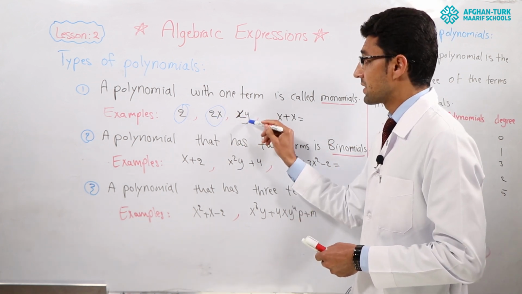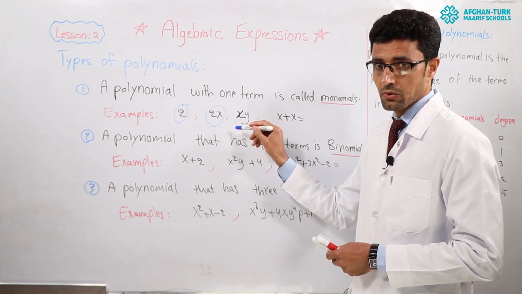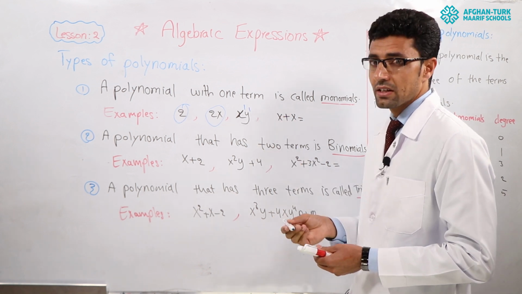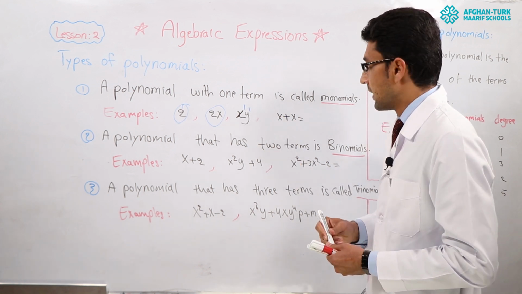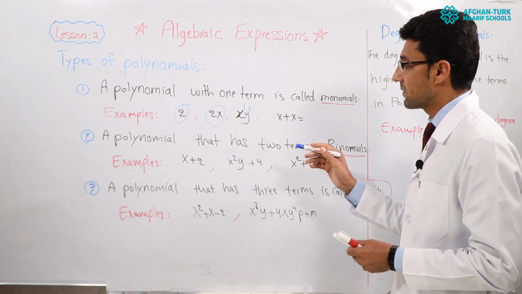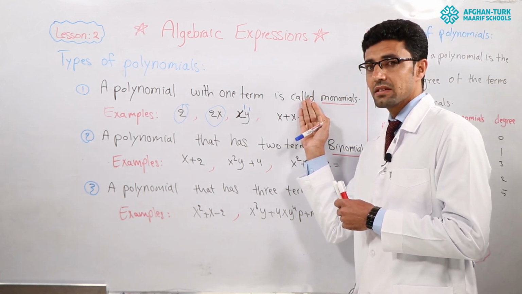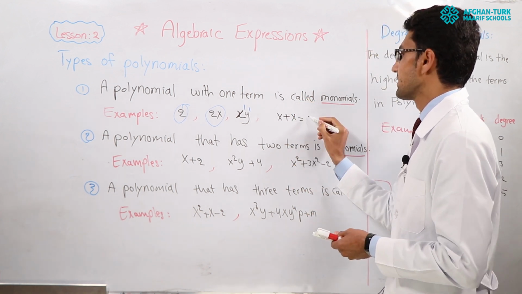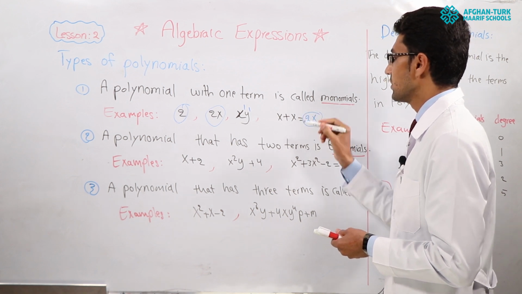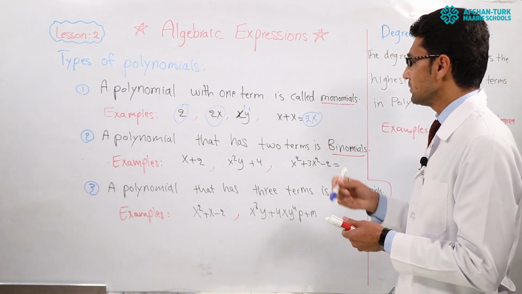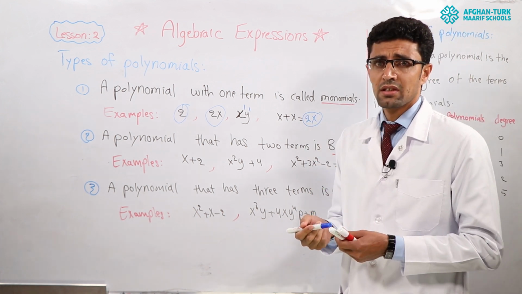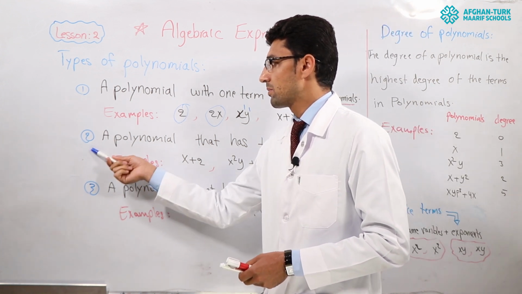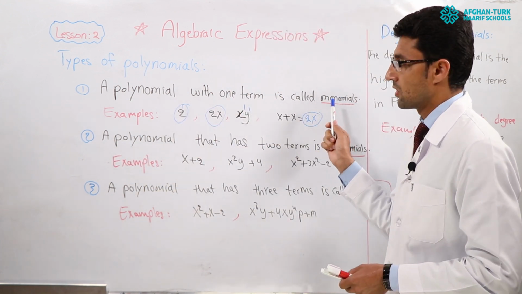It is one term, but we have two variables. The power of this is 1, the power of this is 1. It means 1 is a whole number. And how about this? If you see x plus x, is it a monomial? Yes. Why? Because x plus x is 2x. Now 2x is a monomial. What was the first type? Monomials.